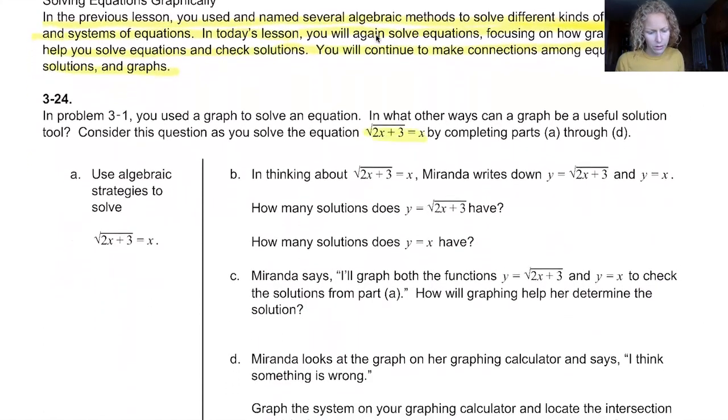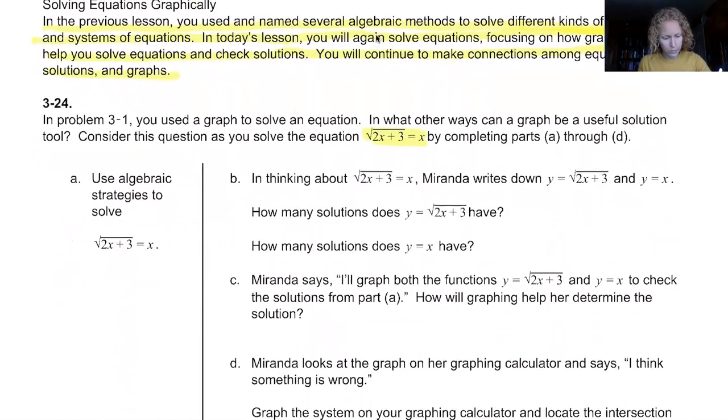It's about solving this equation: the square root of 2x plus 3 equals x. One way we can do this is with algebra, so that's what's going to happen over here. The only way to undo a square root is to square both sides. So if we do that, this becomes 2x plus 3 equals x squared.